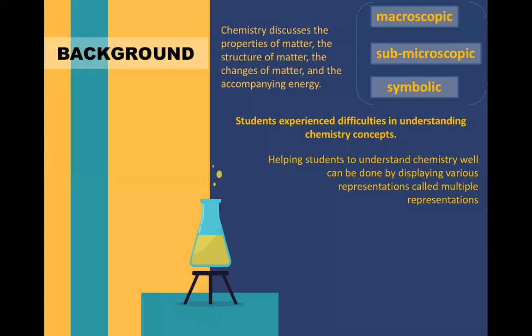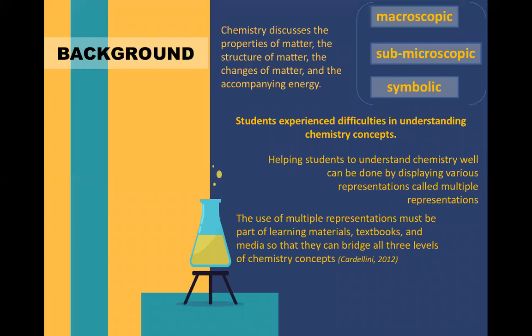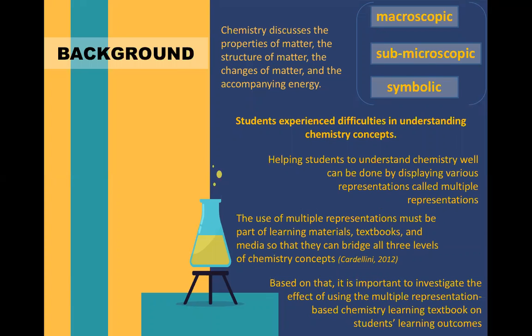Helping students to understand chemistry well can be done by displaying various representations, and we can call it multiple representation. The use of multiple representation must be part of learning material, textbooks, and media so that they can bridge all three levels of chemistry concepts. Based on that, it is important to investigate the effect of using the multiple representation-based chemistry learning textbook on student learning outcomes.